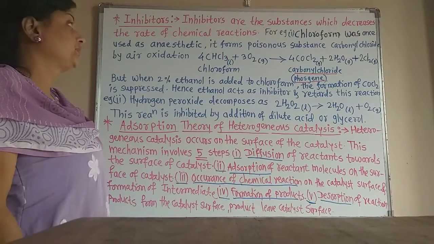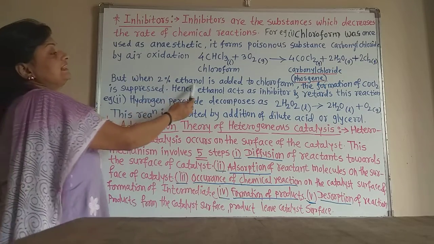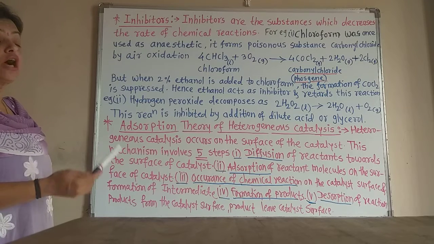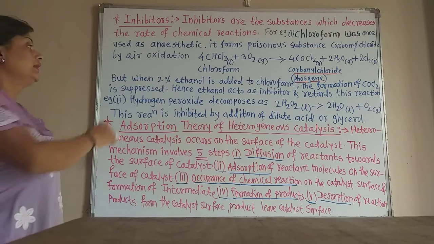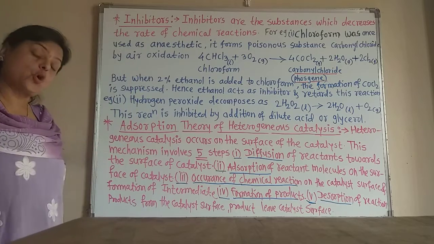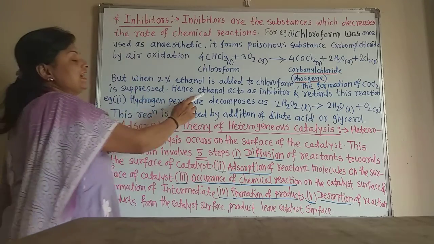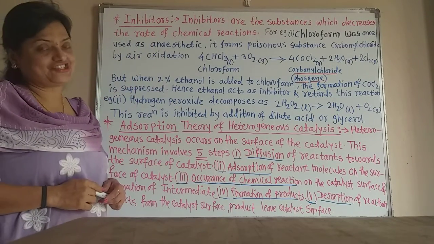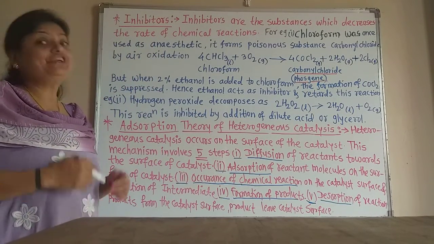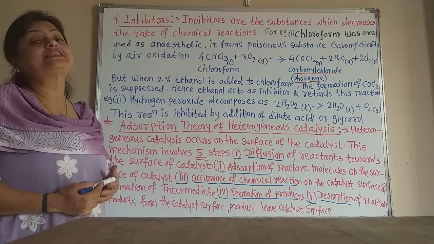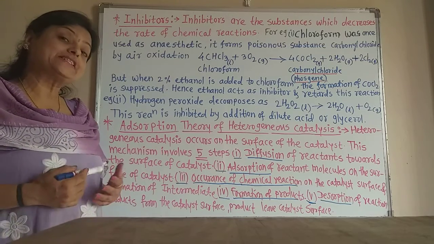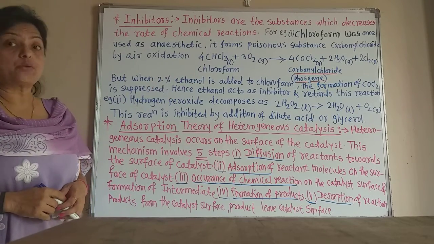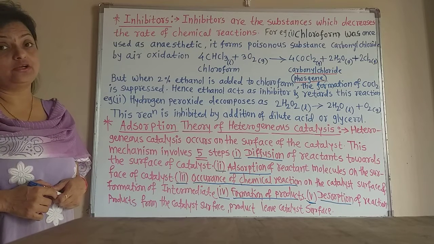This reaction occurs. But when 2% ethanol is added to the chloroform, the formation of carbonyl chloride COCl2 is suppressed, that is, stopped. Hence, ethanol acts as the inhibitor and it retards this reaction. Such substances which retard the reaction are called inhibitors. So, 2% ethyl alcohol is the inhibitor for this reaction of formation of carbonyl chloride from chloroform and air oxygen.